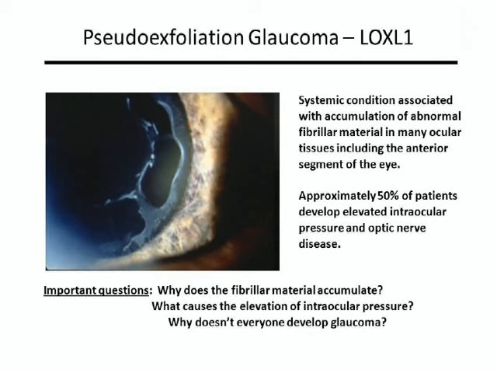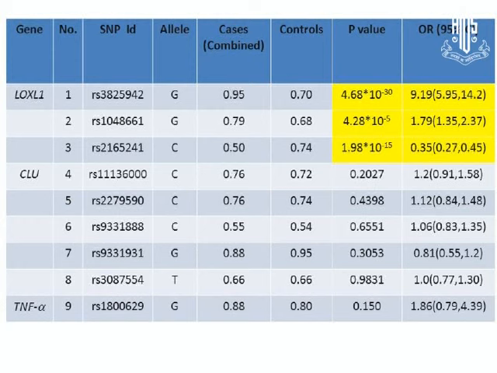In addition, there is pseudoexfoliation, which is another secondary complication, and there is a gene called LOXL1. For this gene, we took samples of pseudoexfoliation alone, pseudoexfoliation with glaucoma, and control samples, and we proved, with more than 500 samples, that it is associated with pseudoexfoliation.